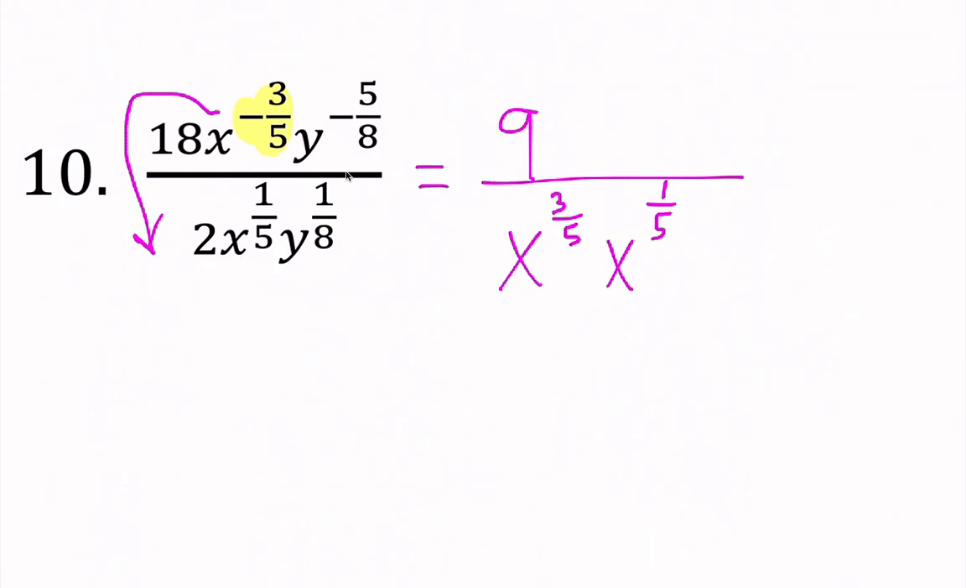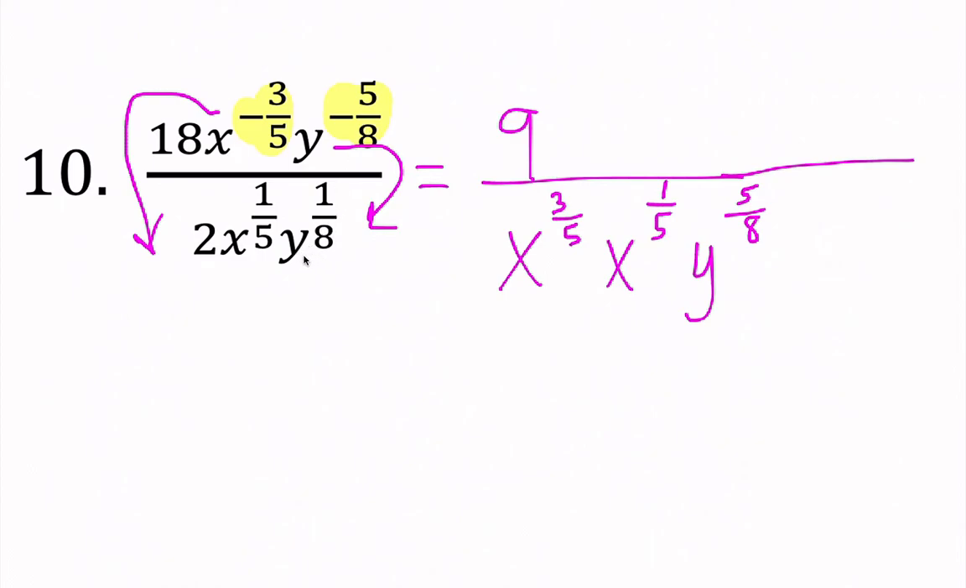Then I do my y's. I see y's on top and bottom, but before I worry about subtraction, I see another warning. So this y was on top with the warning telling me that it doesn't want to be up there, so I need to move that y to the bottom. So when I move it, the negative drops off, so it's going to be y to the positive 5/8.